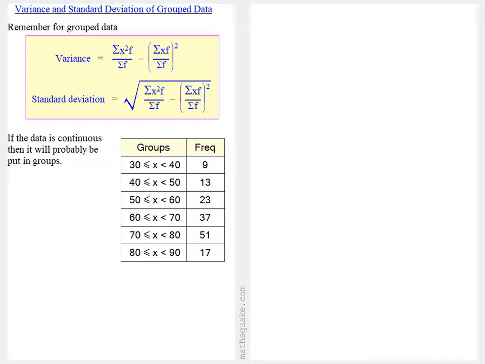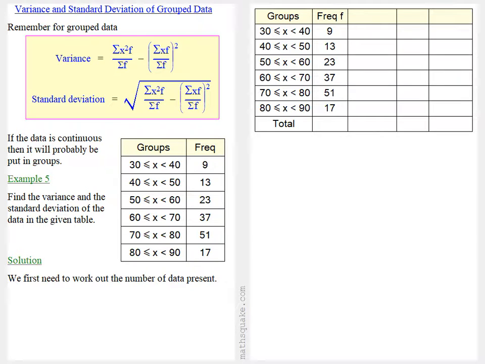If the data is continuous, then it will almost certainly be put in groups. So in example 5, we're asked to find the variance and the standard deviation of the data given in the table. What we need is a larger table. Well, to solve this, we first need to work out the number of data values present. Now that is the sum of f, sigma f. Well, that's 9 plus 13 plus 23 plus 37 plus 51 plus 17, which is equal to 150.